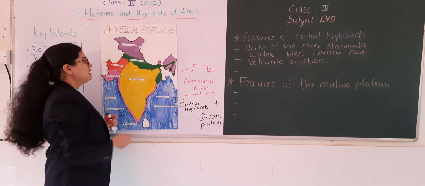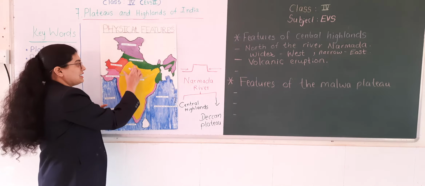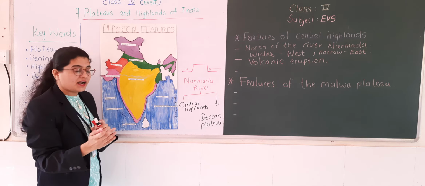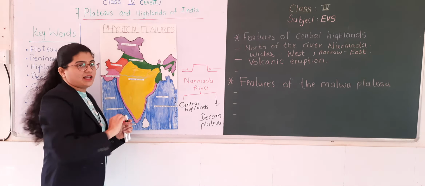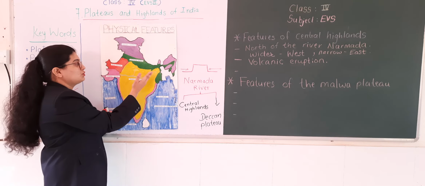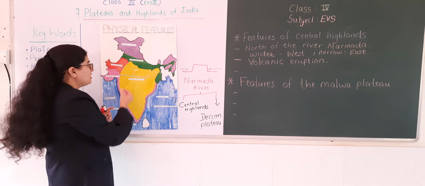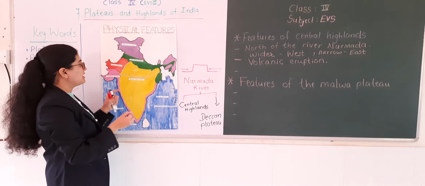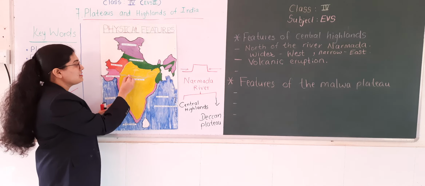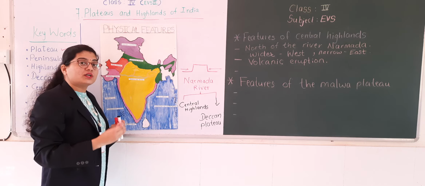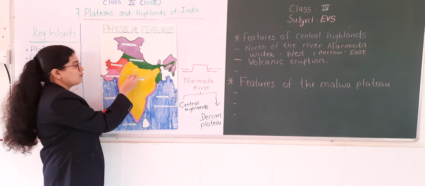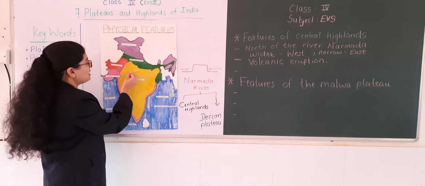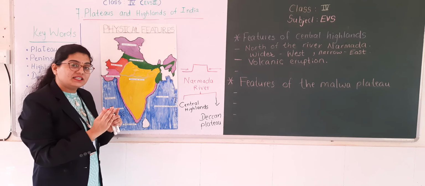Alright, now the Central Highlands also have different parts, such as Malwa Plateau, Chota Nagpur region. The Central Highlands have the Malwa Plateau and Chota Nagpur regions in it. Understood? So these Malwa Plateaus lie in between the Aravali Hills and Vindhya Ranges. These are different types of hills and mountainous land, such as Aravali Hills, Vindhya Range.